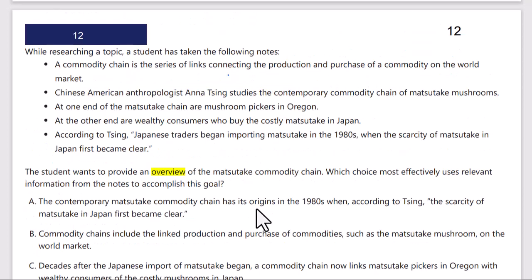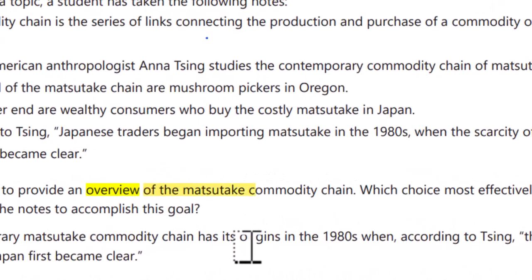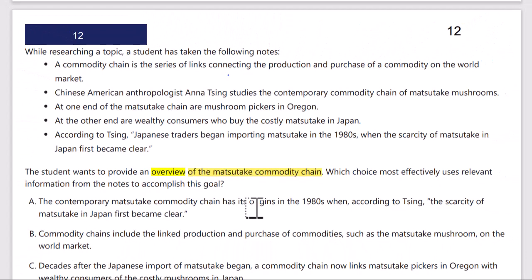In this slightly harder example, a student wants to provide an overview, slightly different wording, but the same idea. It's going to be a best summary, summarize question. And the object or the thing they want to summarize or get an overview of is the Matsutake commodity chain. Now again, I'm not sure exactly what a commodity chain is, but I not only want to know what that is, but I specifically want to summarize the Matsutake commodity chain, not just any commodity chain.